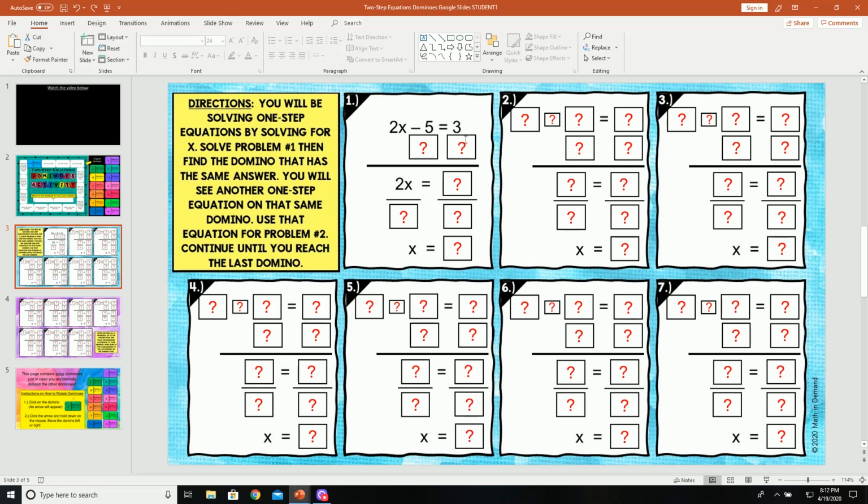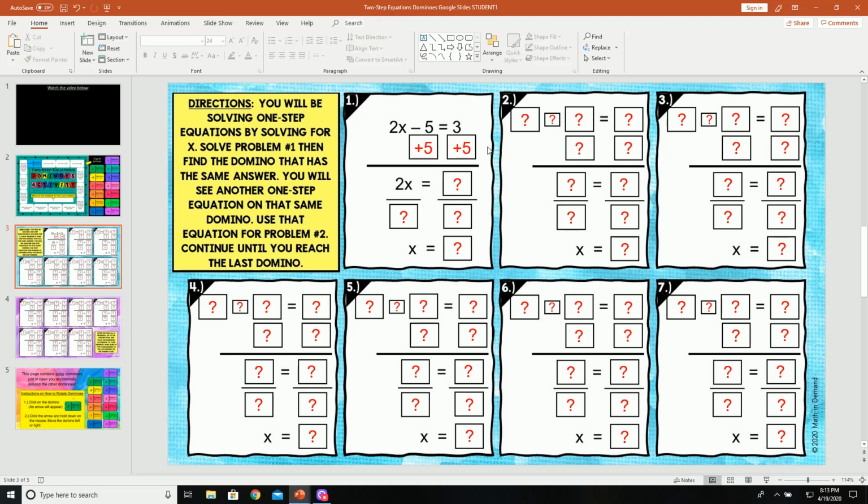In order to solve the two-step equations, I need to solve for my variable, which is x. To solve for x, I need to get rid of the negative 5. In other words, I need to do the opposite, inverse operations. The inverse operation of minus 5 is adding 5. So I will add 5 on both sides of the equation.